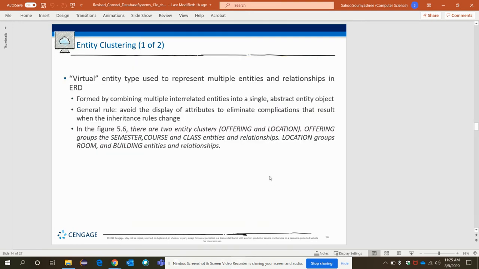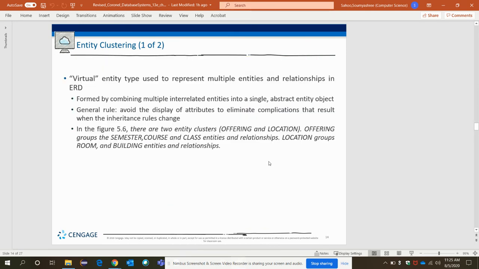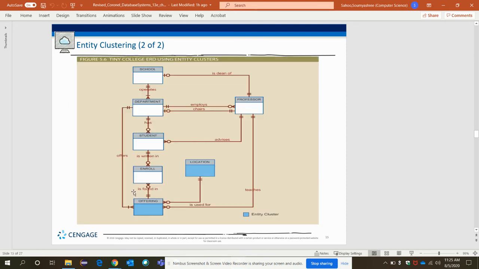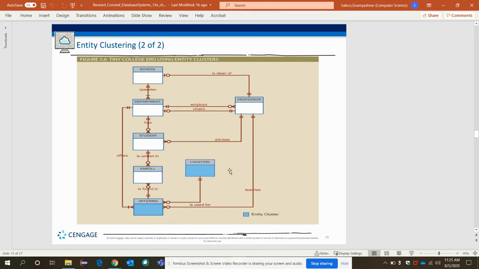And offering groups the semester, course, and class entities. Actually they are not shown, but you may consider it like this. It groups the semester, course, and the class entities, and the location may group the room and building entity details. So here one entity comprises a collection of other entities, both offering and location. That's your entity clustering.